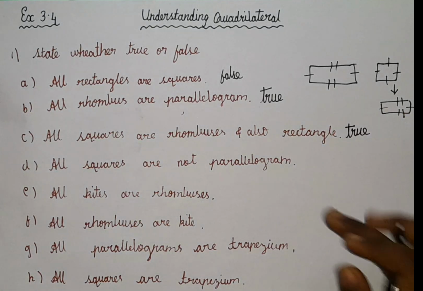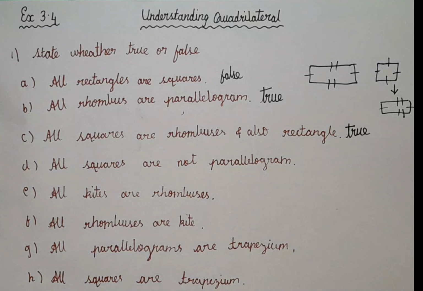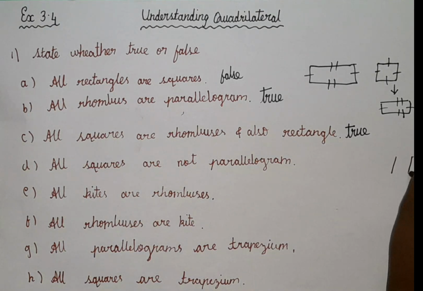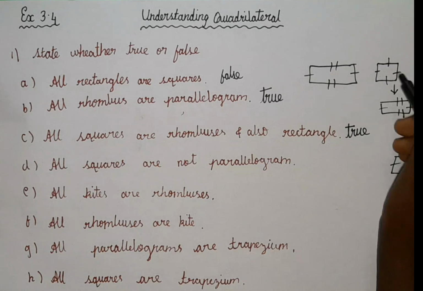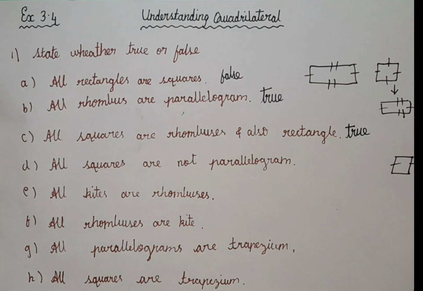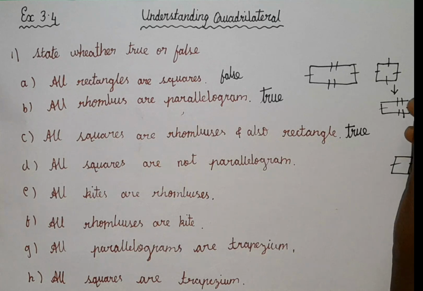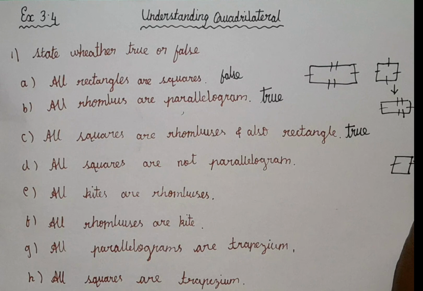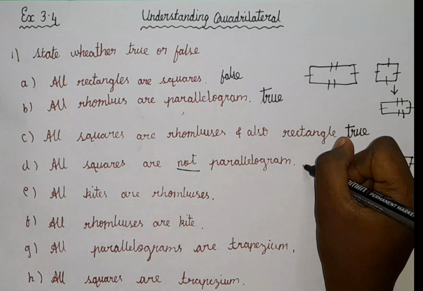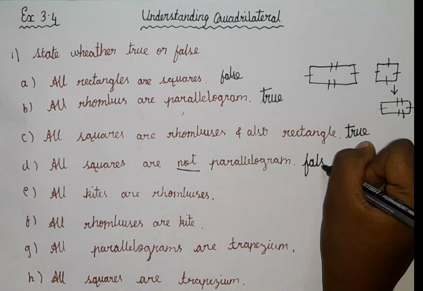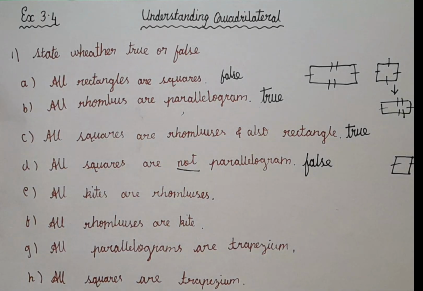Next we have all squares are not parallelograms. So what do you think? This is a parallelogram. In a parallelogram the opposite sides are equal, and in a rectangle also opposite sides are equal. So in this both it is satisfying, right? In a rectangle and square also the opposite sides are equal. In parallelograms also opposite sides are equal. But here it is given that a square is not a parallelogram. So this is false, because all squares are parallelograms.